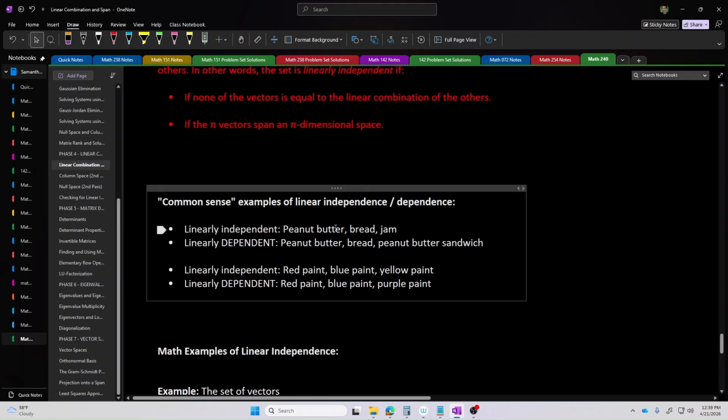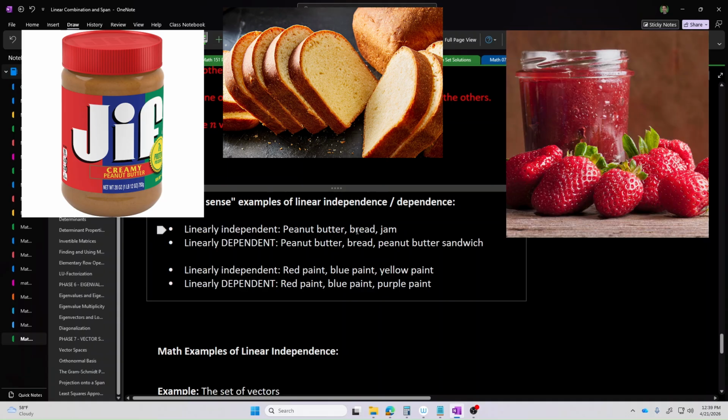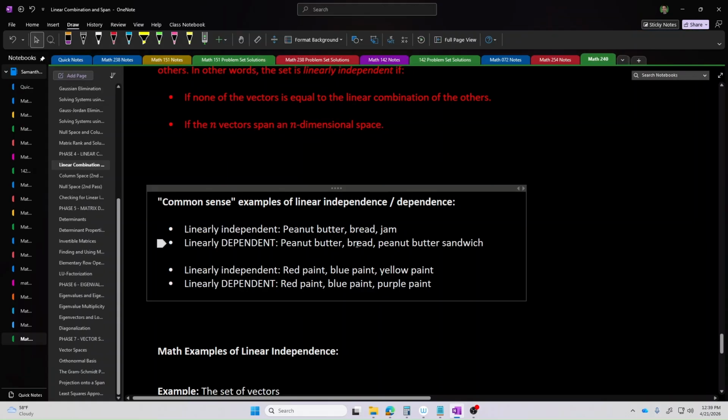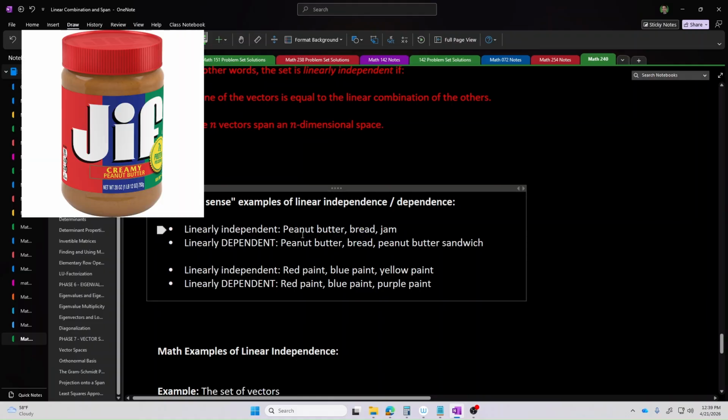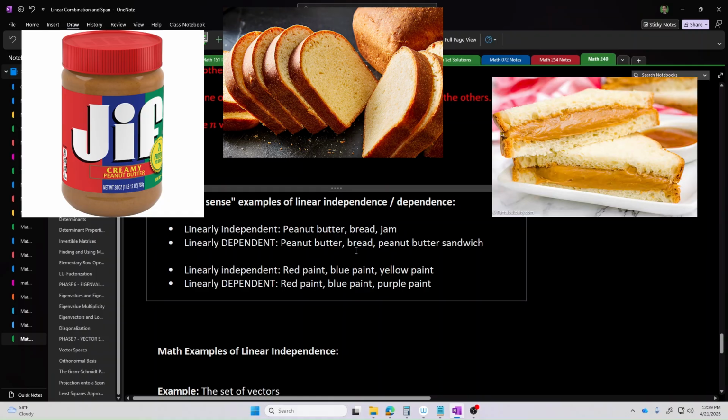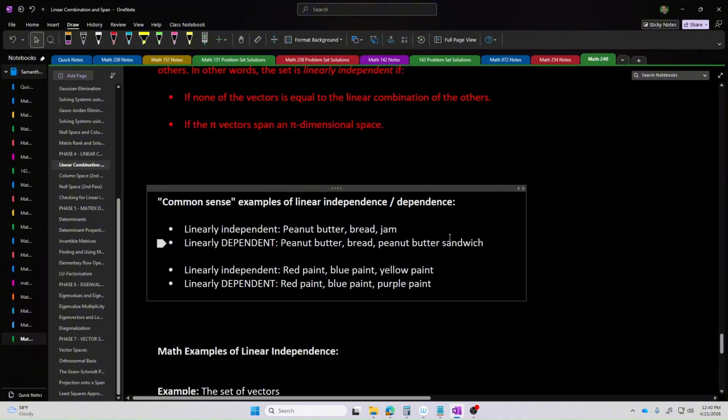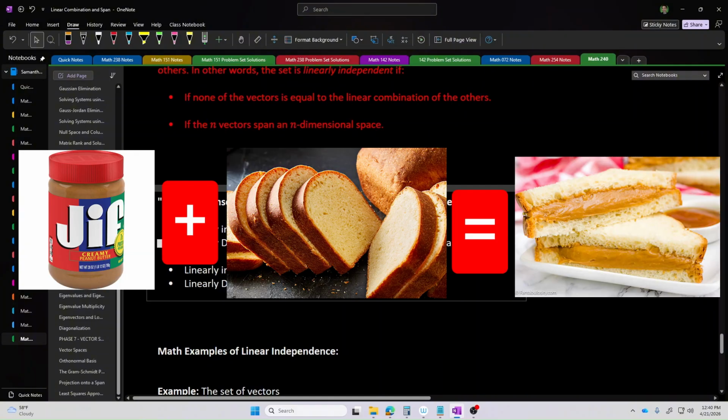A linearly independent set in, like, food. A simple food example would be peanut butter, bread, and jam. All of these are completely different, distinct ingredients. But a linearly dependent set of foods would be peanut butter, bread, and a peanut butter sandwich. This is linearly dependent because you can make a peanut butter sandwich by combining peanut butter and bread.